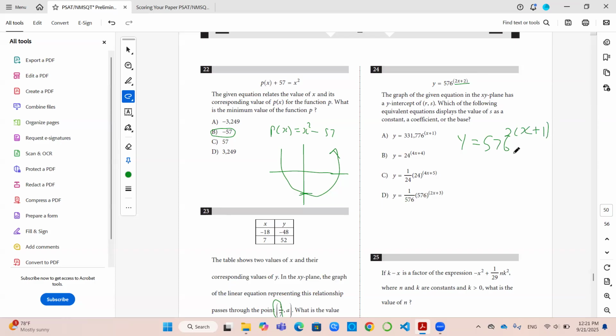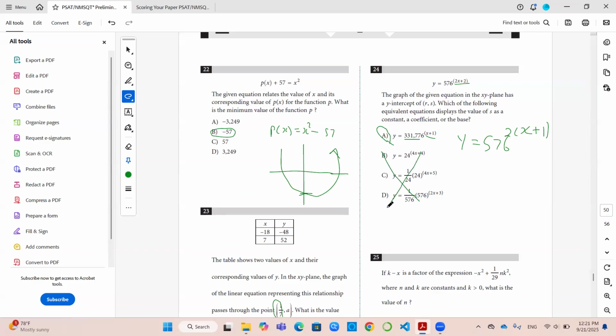So what is 576 squared? That is 331,776. And I could keep this x plus 1 here because this means that the function has been shifted 1 unit to the left on the x-axis direction. So A is the correct answer.